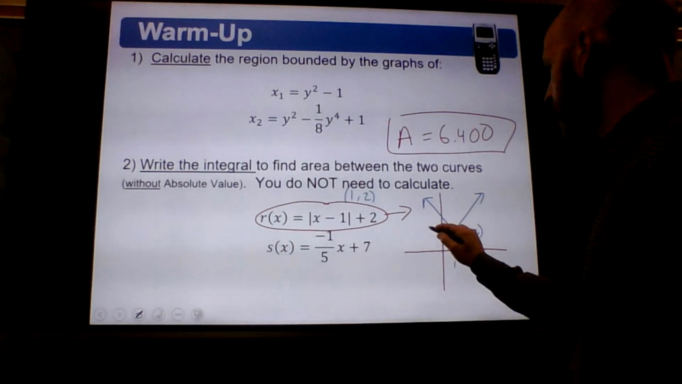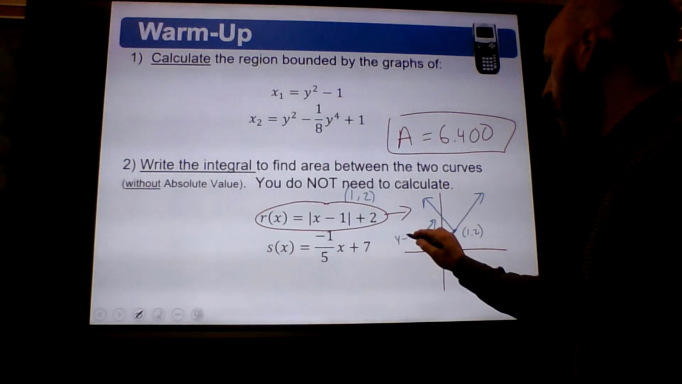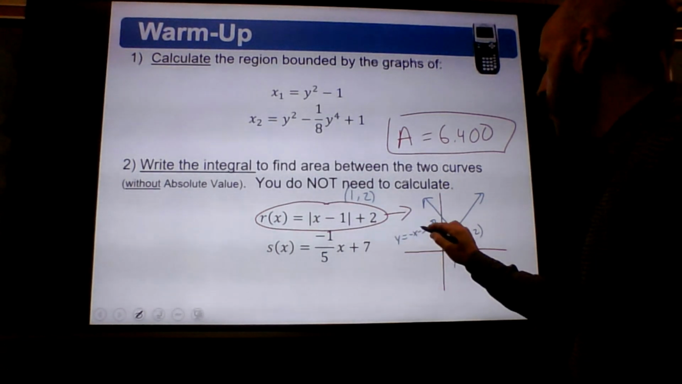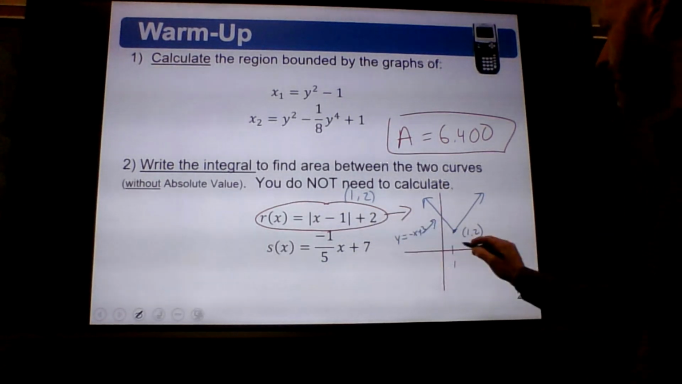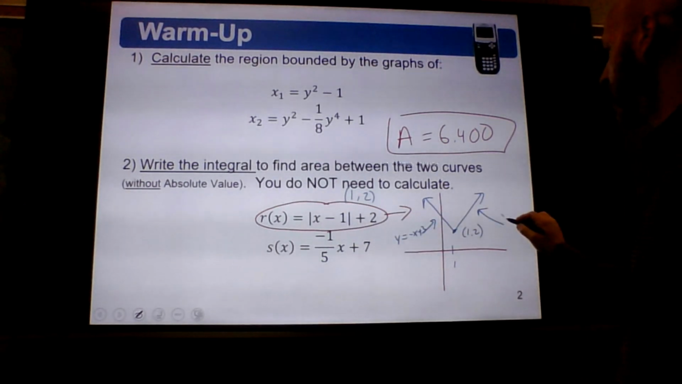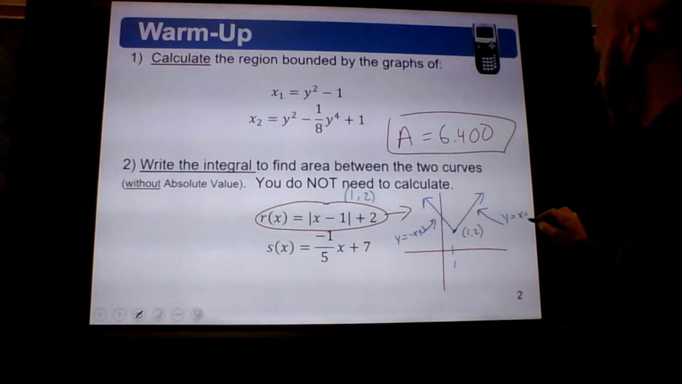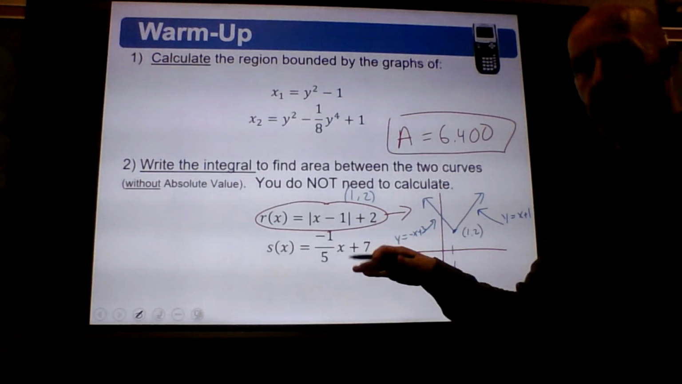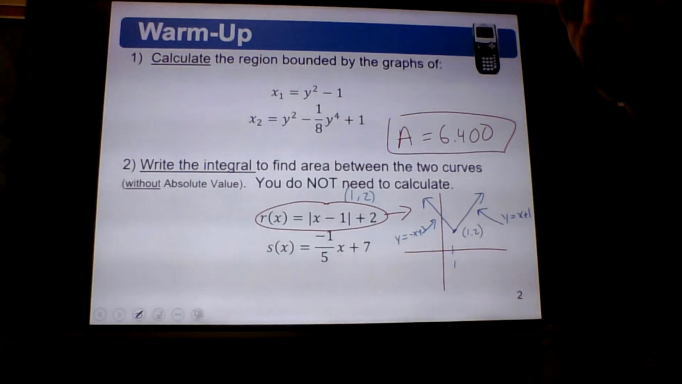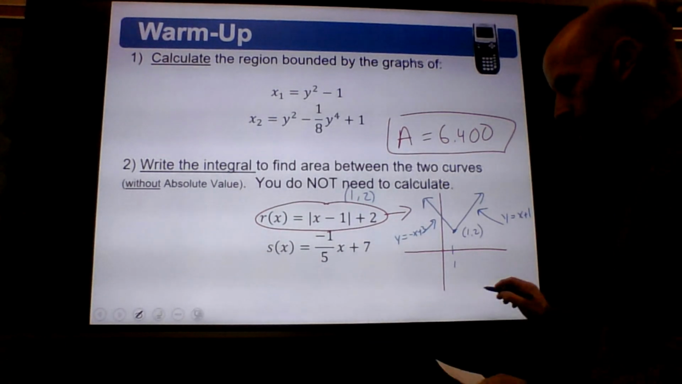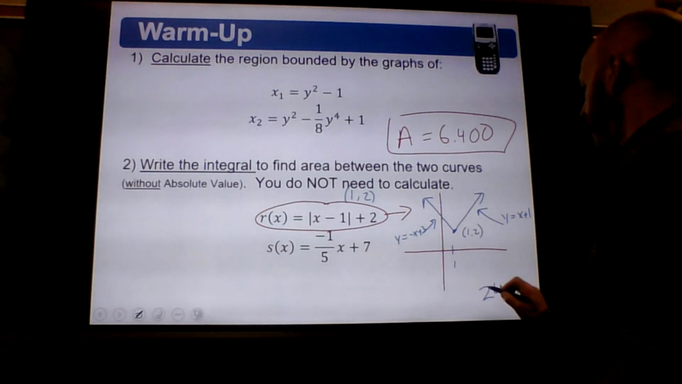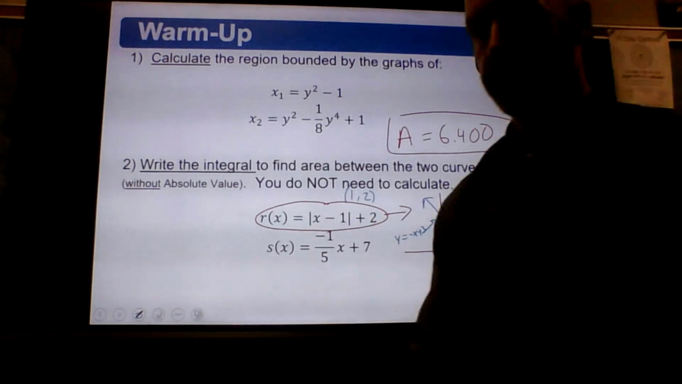And of course, this piece over here, the equation is going to be y equals negative x plus 3. You would have to check that. And then this curve over here is going to be y equals x plus 1. Then you're going to have to write the integral. It's a couple of pieces, and if you really want to know the answer, the area for this turns out to be 24.